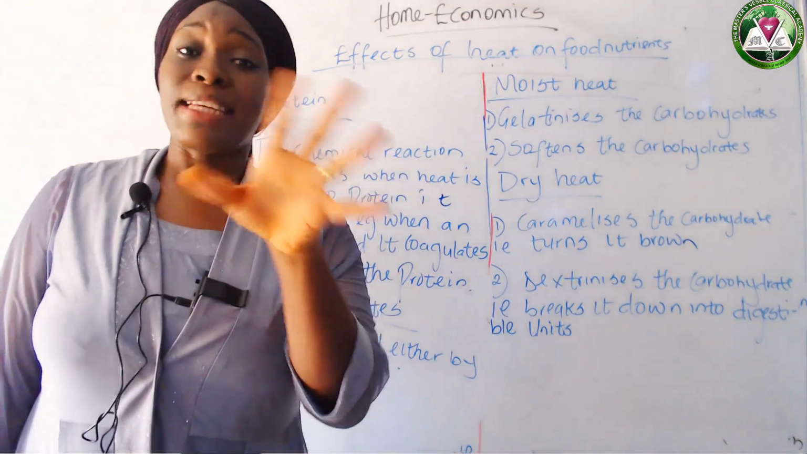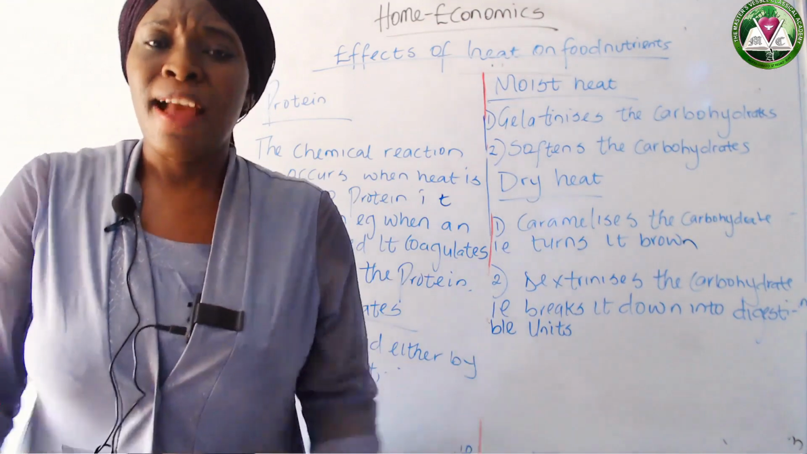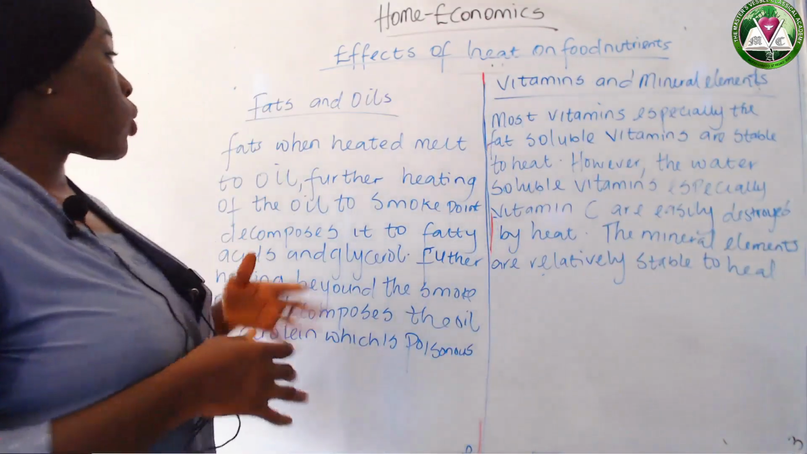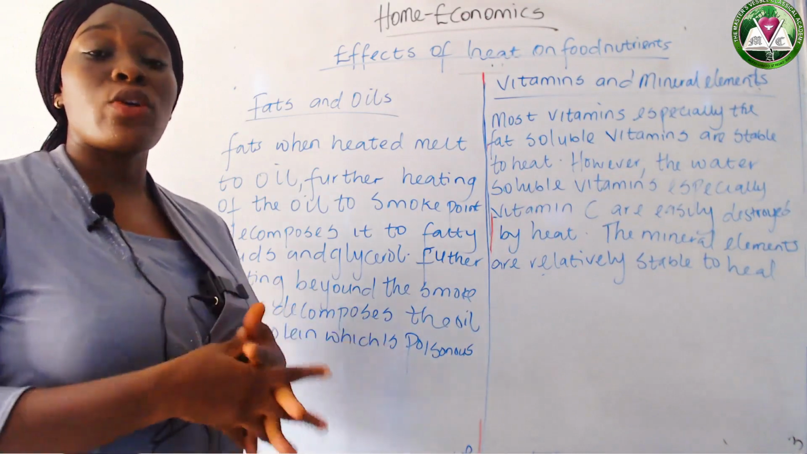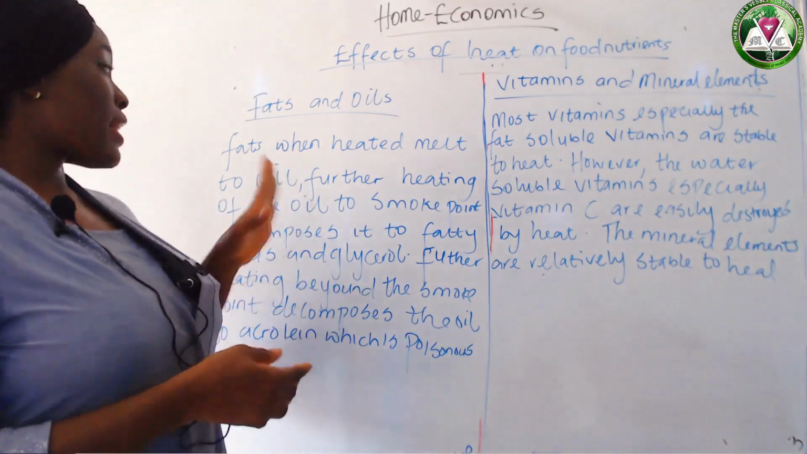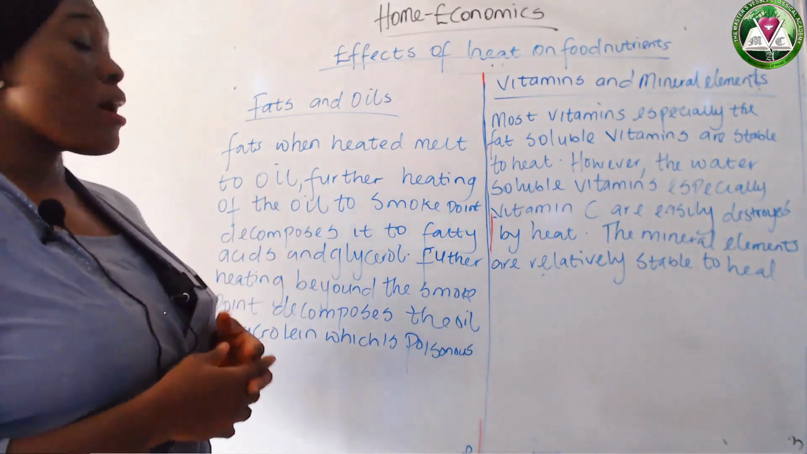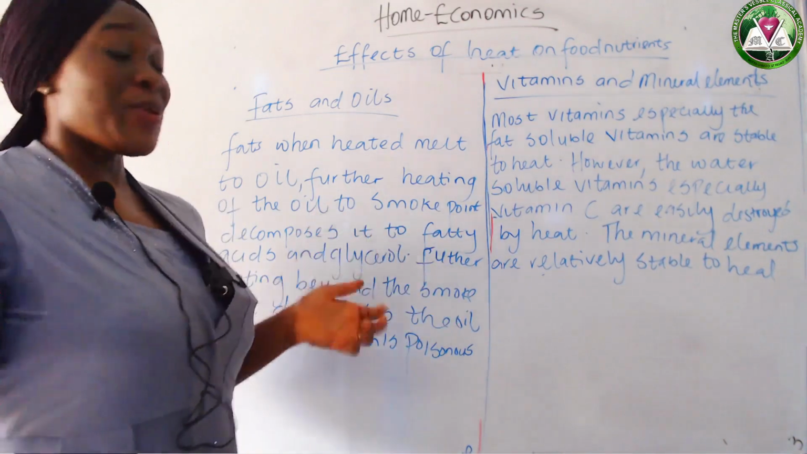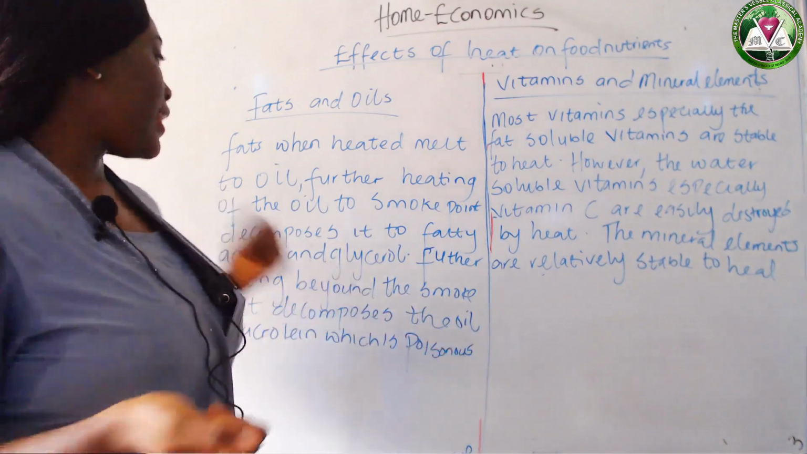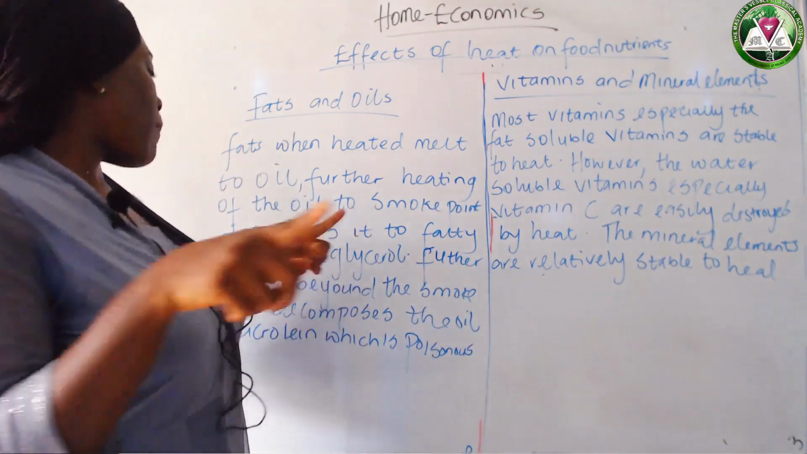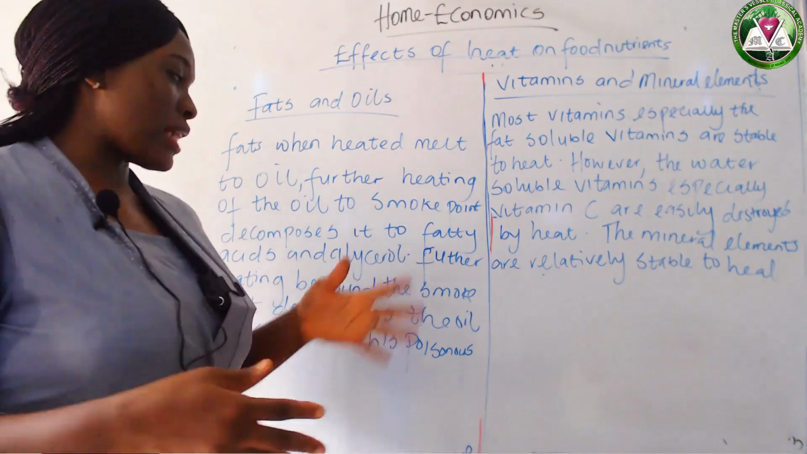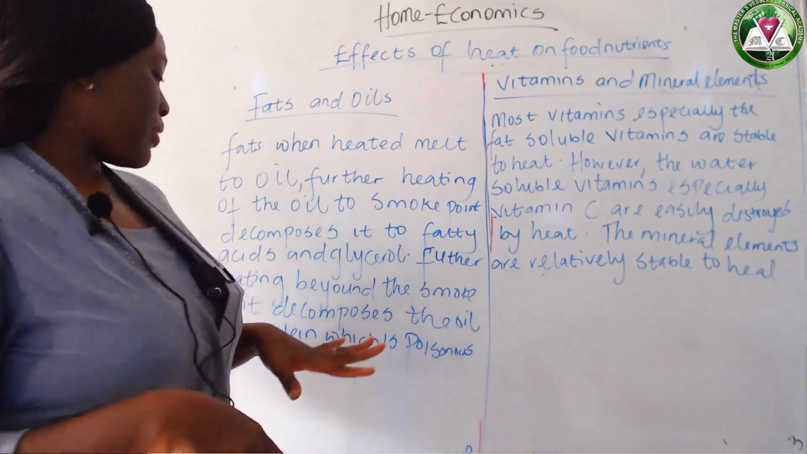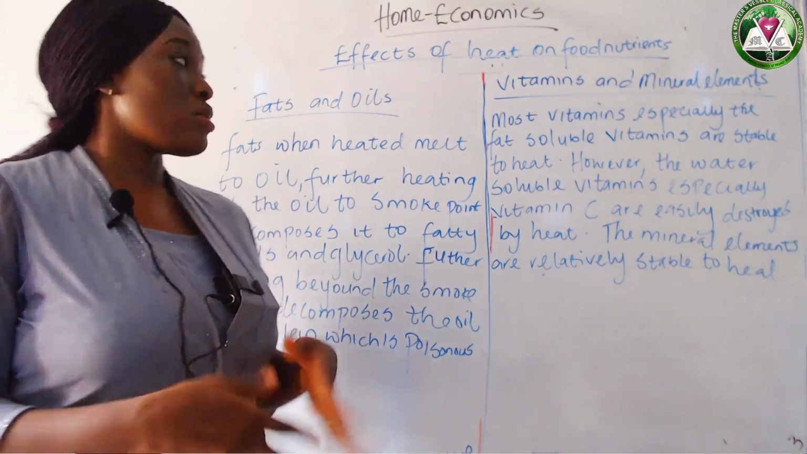We're also going to be looking at fat and oil. Does heat actually affect this fat? Does it actually affect these vitamins and minerals? What is the effect of heat on fat and oil? Fat, when heated, melts to oil, just like your margarine or your butter. Further heating of the oil to smoke point decomposes it to fatty acid and glycerol. Further heating beyond the smoke point decomposes the oil to acrolein, which is poisonous.